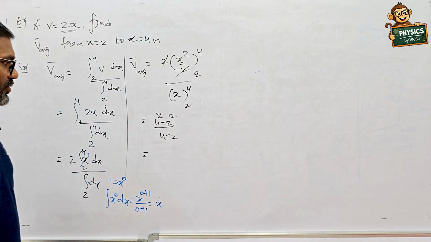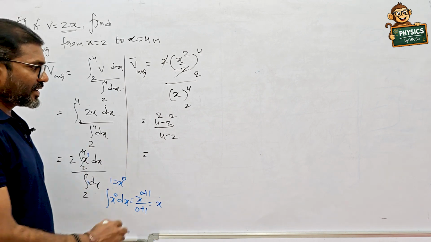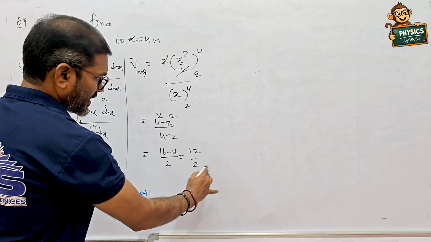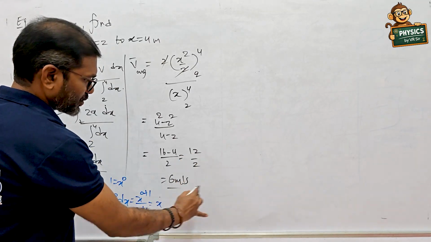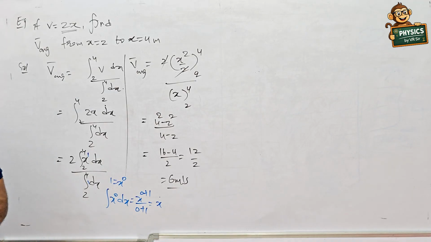So please remember, dear students, we should have an idea of basic integration. So it's 16 minus 4 upon 2. How much is that? 12 by 2 is nothing but 6 meters per second. So the average velocity in this case is 6 meters per second.